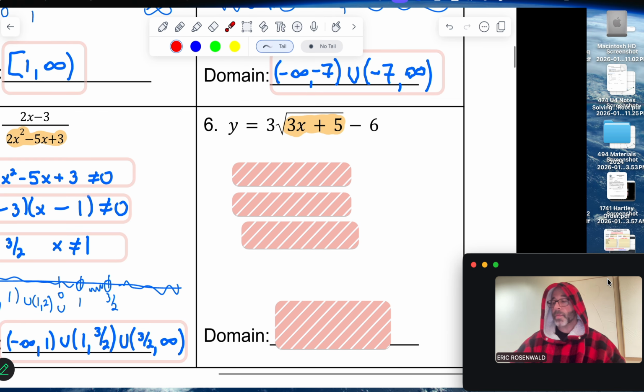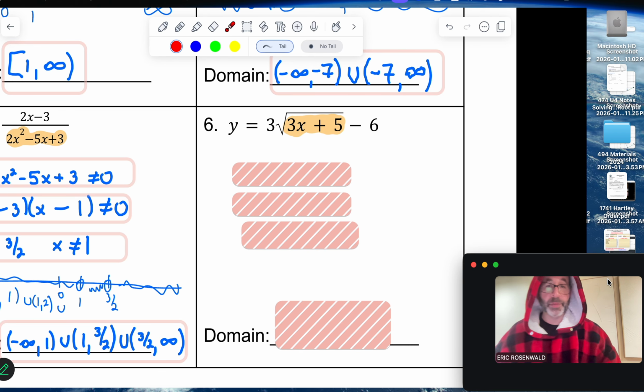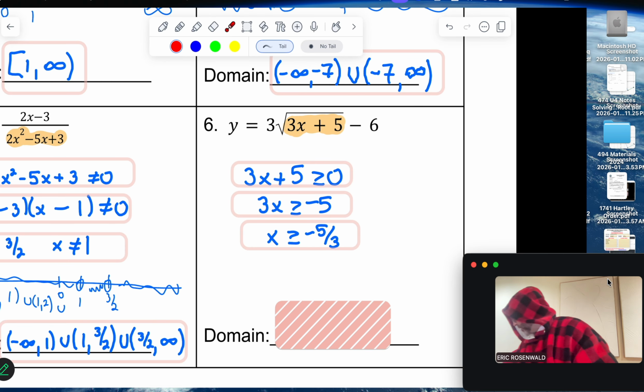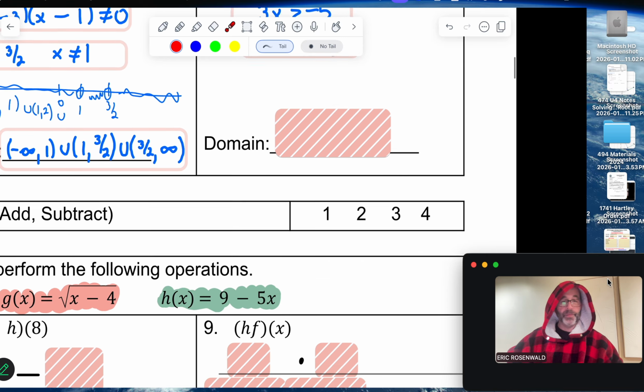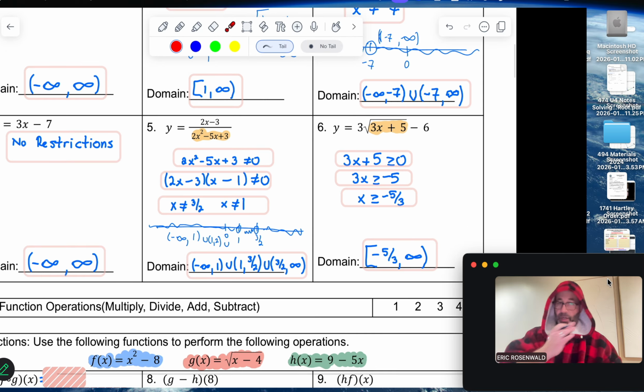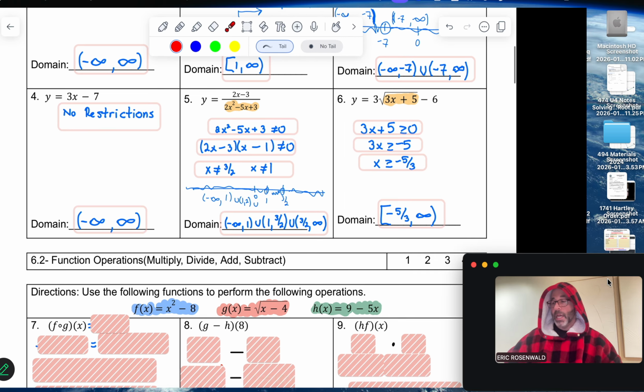Okay. For number 6, we have 3x plus 5. That's in a square root, so that has to be greater than or equal to 0. 3x has to be greater than or equal to negative 5, which means that x has to be greater than or equal to negative 5/3. Okay? And so the domain for that is going to be negative 5/3 all the way up to infinity. All right, so that's 6.1.